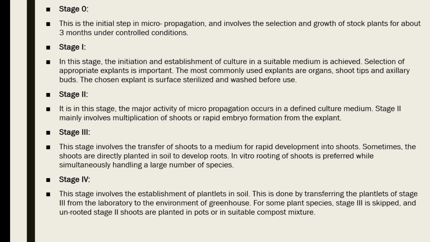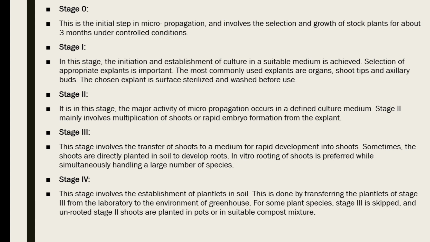Stage 0. This is the initial step in micropropagation and involves the selection and growth of stock plants, known as mother plants, for about 3 months under controlled observable conditions. Stage 1. In this stage, the initiation and establishment of culture in a suitable medium is achieved. The most commonly used explants are organs, shoot tips and axillary buds. The chosen explant is surface sterilized and washed before use.